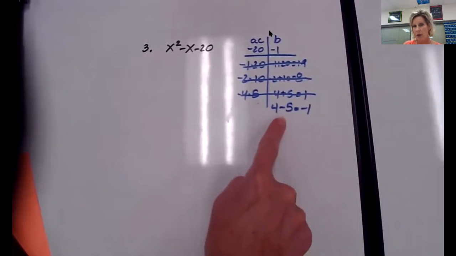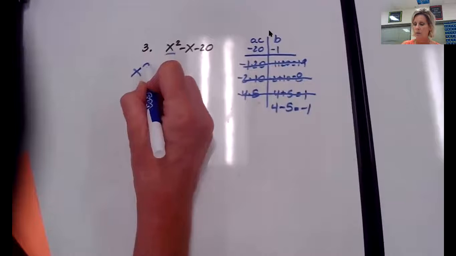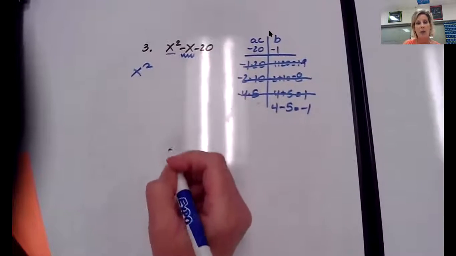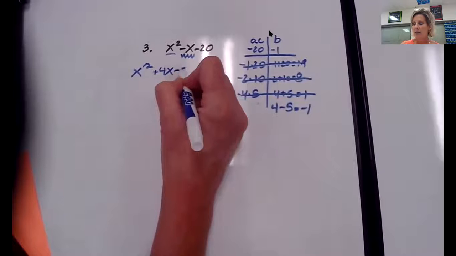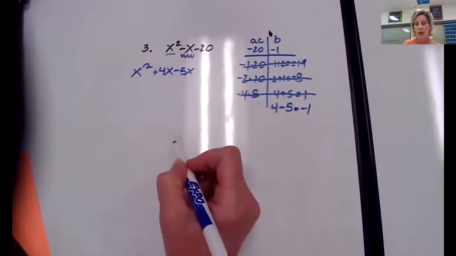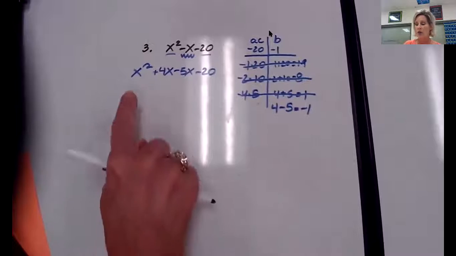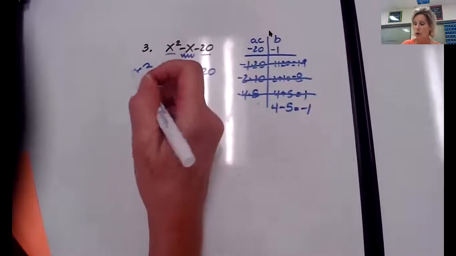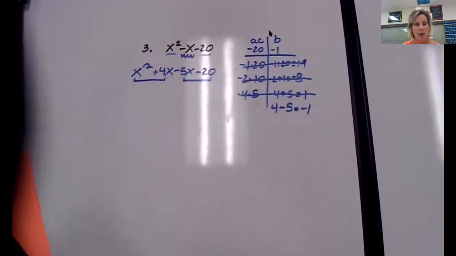So again, now that I've got it, what do I do with it? Recopy the x squared, break up the negative 1x into positive 4x minus 5x, and then just recopy the minus 20. So now you've got 1, 2, 3, 4 terms. You're going to group it. So group it with first pair, second pair. So underline your pairs. Don't stick parentheses in the problem. Parentheses means you're to the multiply step of the problem and you're not yet.